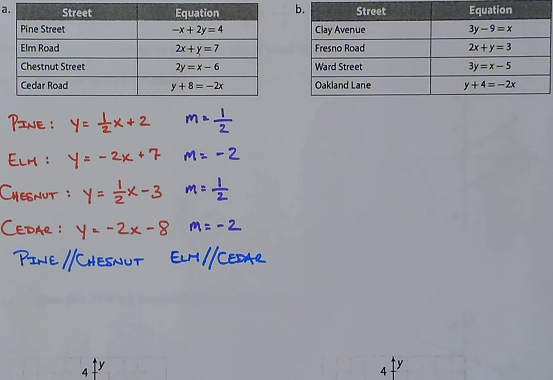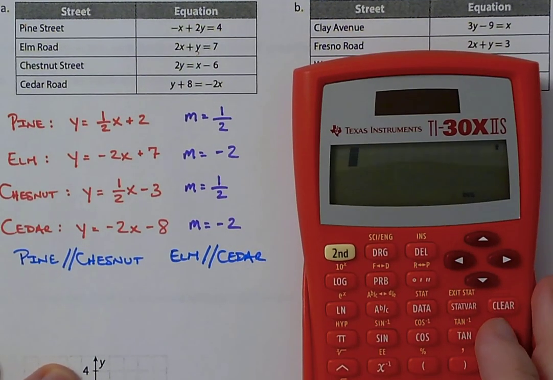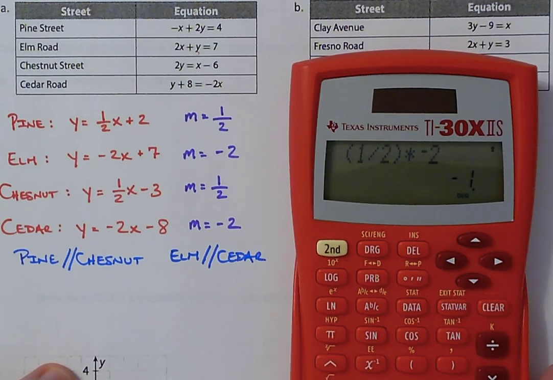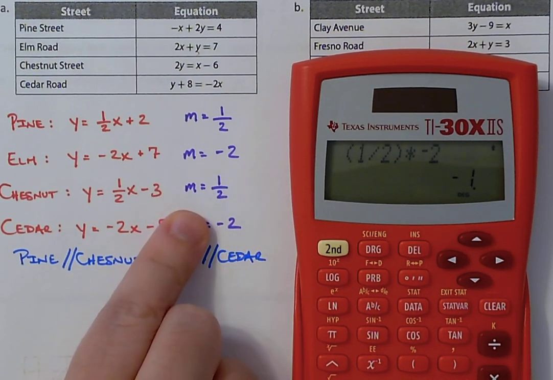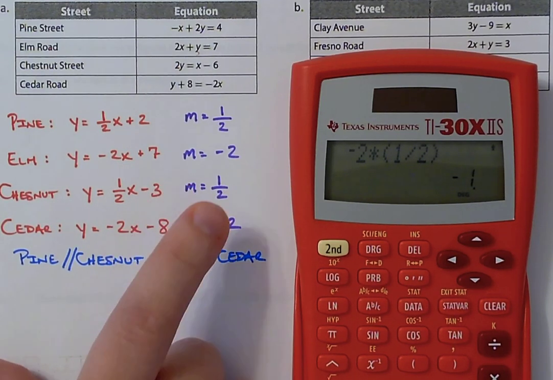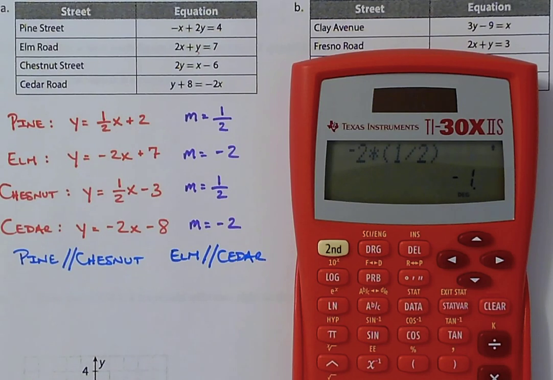If I look at Pine and Elm, because Pine is 1/2 and Elm is negative 2, if I do 1/2 times negative 2, we get negative 1. If we do Elm and Chestnut, so it's negative 2 times 1/2, we get negative 1. If we look at Chestnut and Cedar, so we have 1/2 and negative 2, if we multiply those together, we get negative 1.